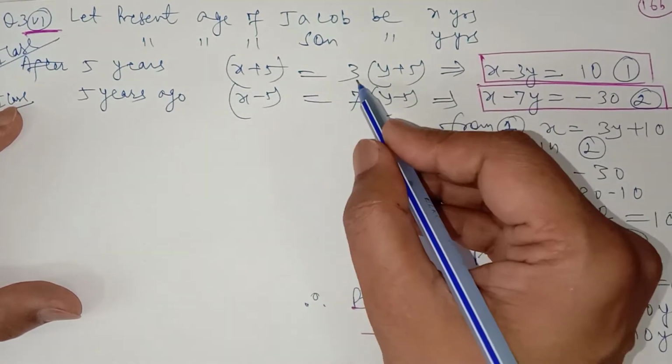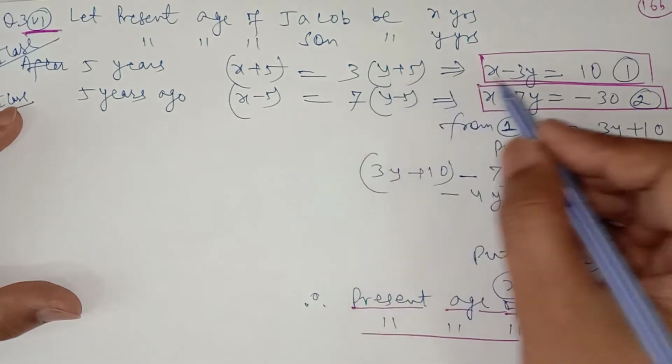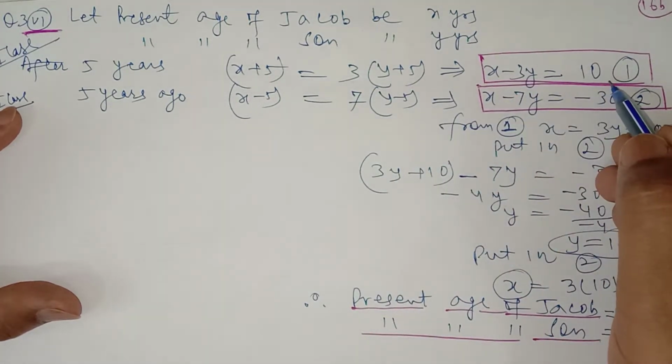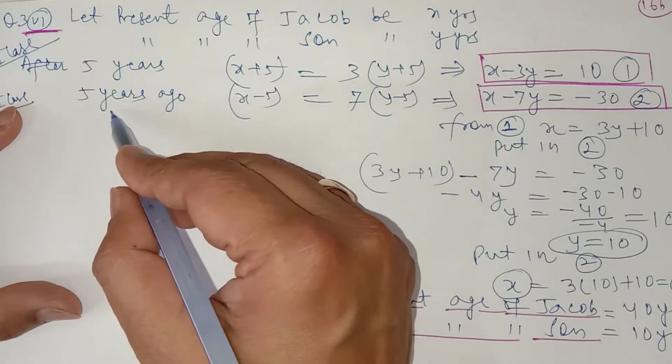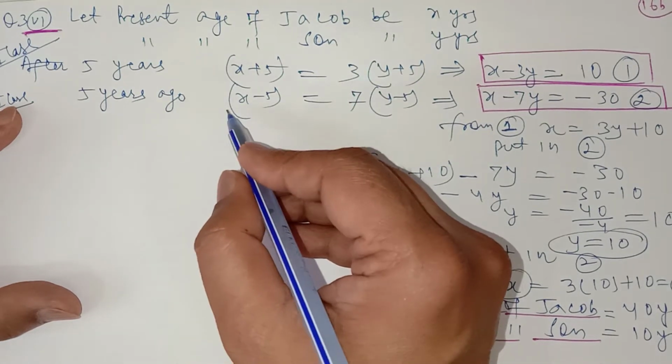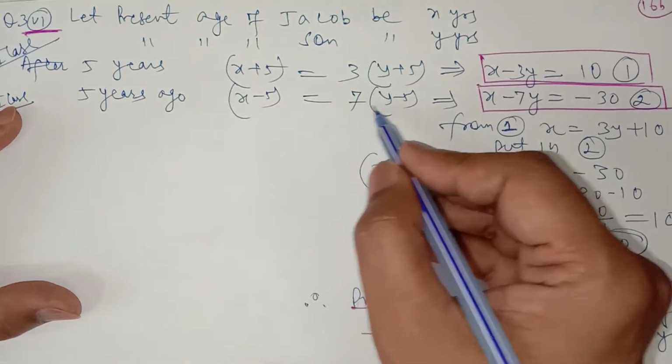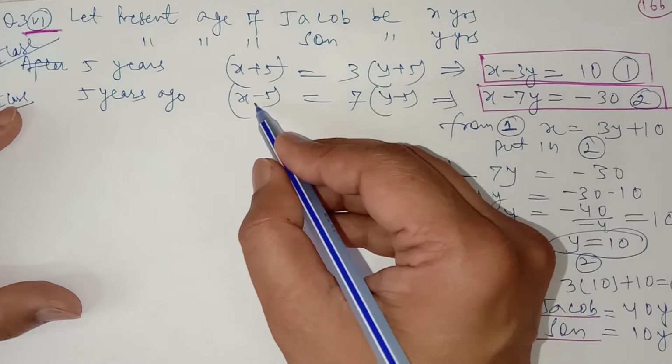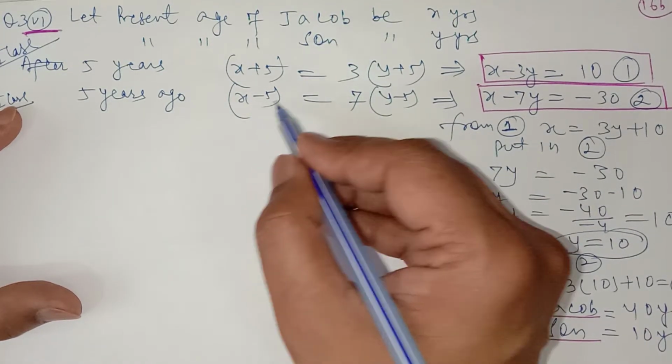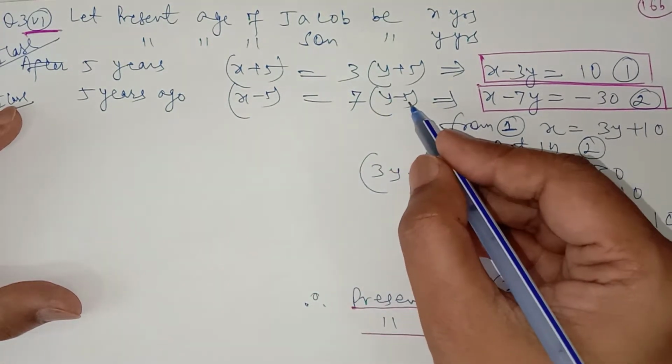So x plus 5 is equal to 3 times (y plus 5). Arrange this equation. I am getting x minus 3y is equal to 10. And it is given that 5 years ago the age of Jacob is 7 times the age of his son. So 5 years ago the age of Jacob will be x minus 5 and the age of his son will be y minus 5.